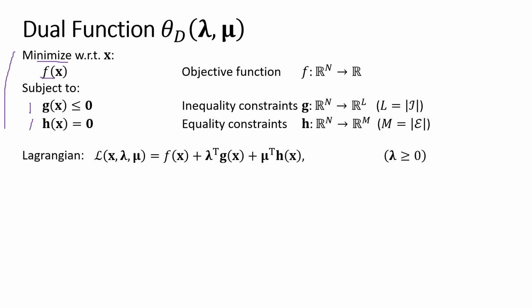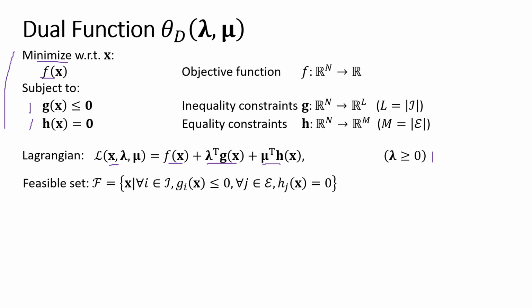The Lagrangian is L of x, lambda, mu equals f of x plus lambda transpose g of x plus mu transpose h of x, and lambda is greater than or equal to 0. The feasible set is script F, which is the set of all feasible points x that satisfy the inequality and the equality constraints. Therefore, for all i, g i of x will be less than or equal to 0, and for all j, h j of x will be equal to 0.